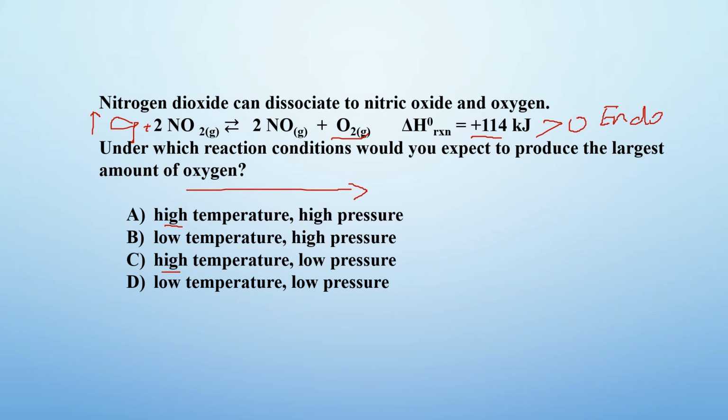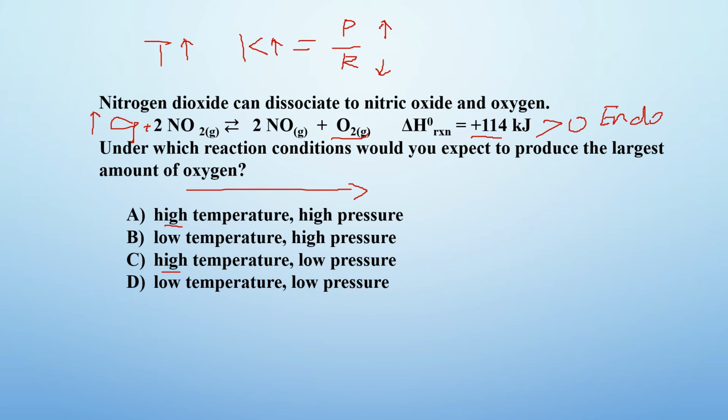Another way to do this: again, an increase in temperature means that K is also increasing. Because K is the product over reactant, that means you want to increase the product and decrease the reactant, and that is achieved by increasing the K value. Because it's an endothermic reaction, we need an increase in temperature. So we want high temperature.